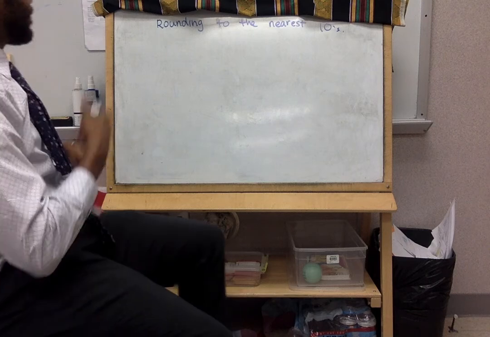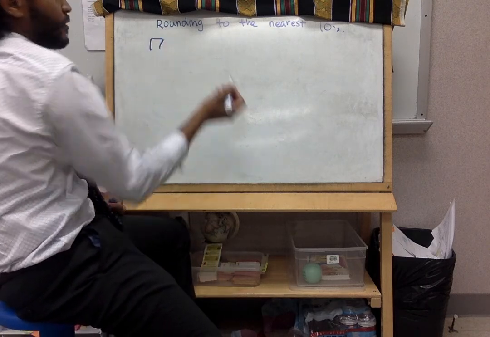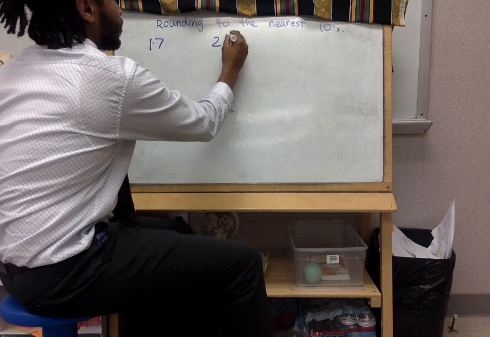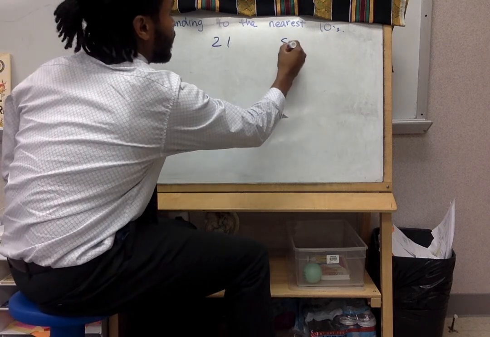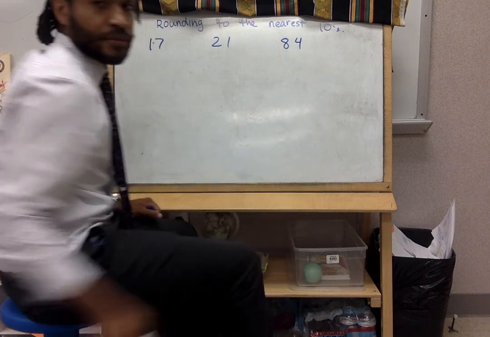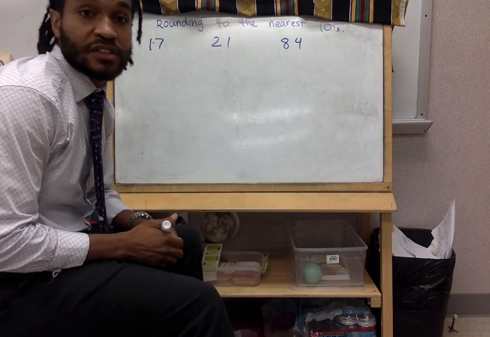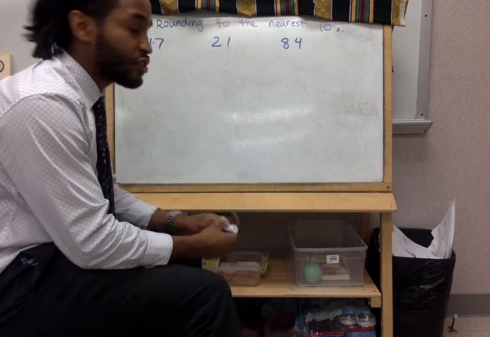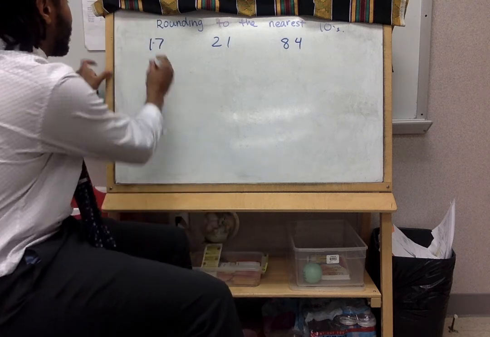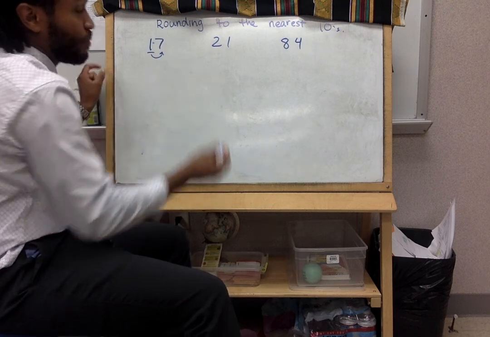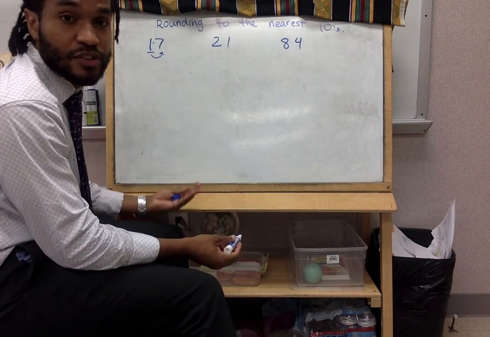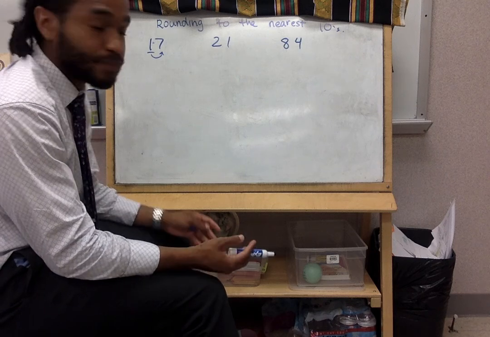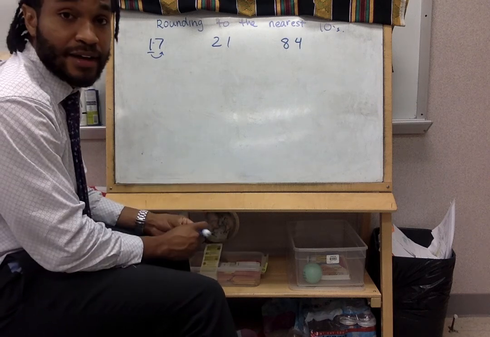A 2-digit number is a number like 17, a number like 21, a number like 84. Alright? So this is how I've been teaching the kids how to round. I know there's a traditional way where if you're rounding to the tens, you look at the place value to the right, which is the ones place value, and if it's 5 or higher, then it rounds up. There's another reason behind that, and we're going to show you today.